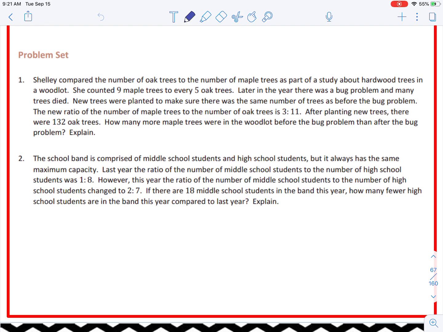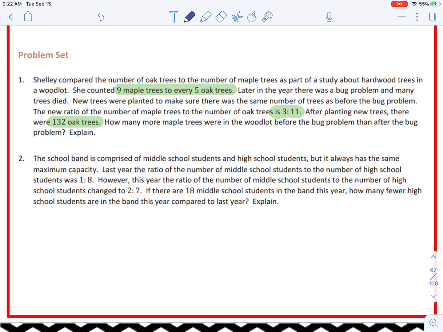So number one said, Shelley compared the number of oak trees to the number of maple trees as part of a study about the hardwood trees in a woodlot. She counted 9 maple trees for every 5 oak trees, okay? Later in the year, there was a bug problem and many trees died. New trees were planted to make sure that there was the same number of trees as before the bug problem. The new ratio of the number of maple trees to the number of oak trees is 3 to 11. After planting new trees, there were 132 oak trees.